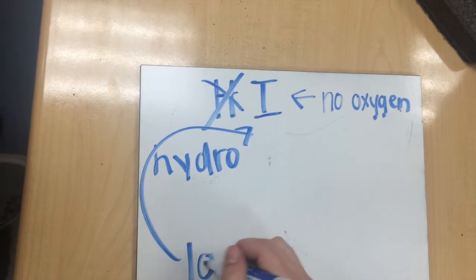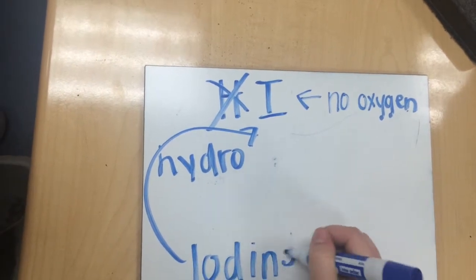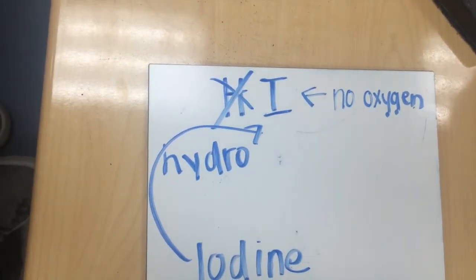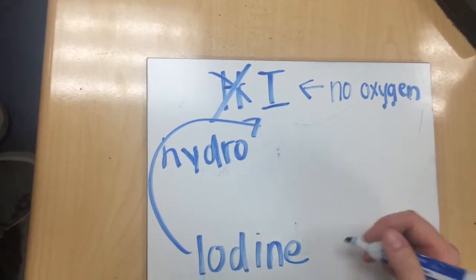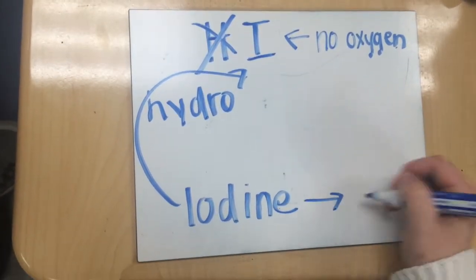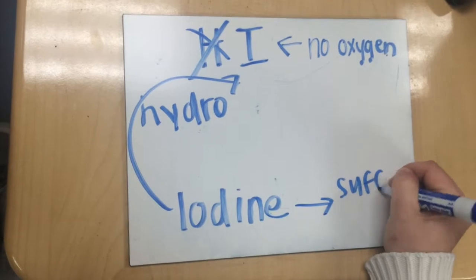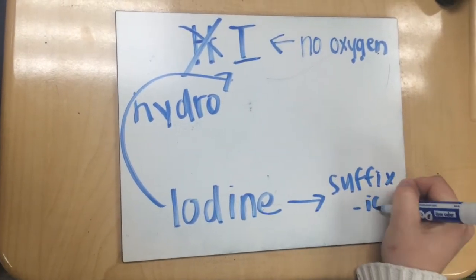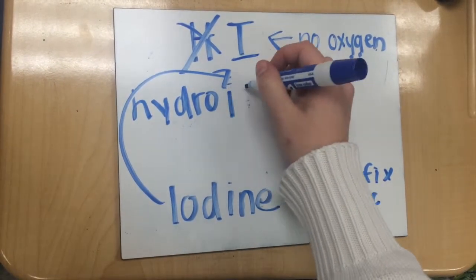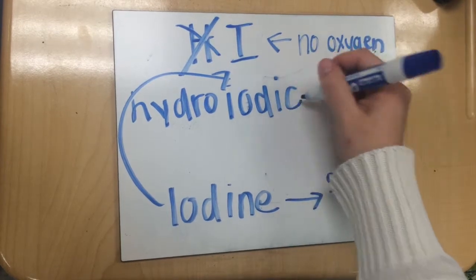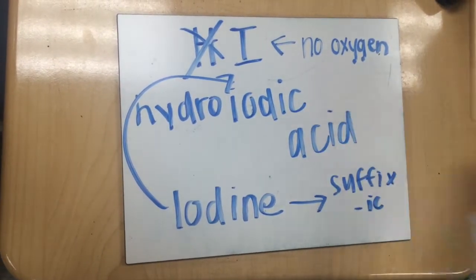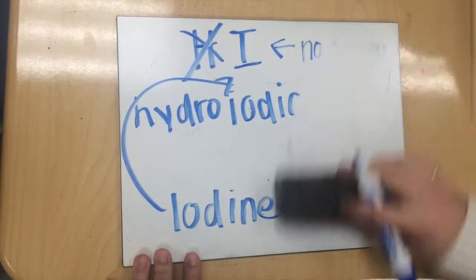To find the suffix that you would use on iodine, you just take the suffix ic because it is a single element. If the element was a polyatomic anion, it might not end in ic. This makes HI hydroiodic acid.